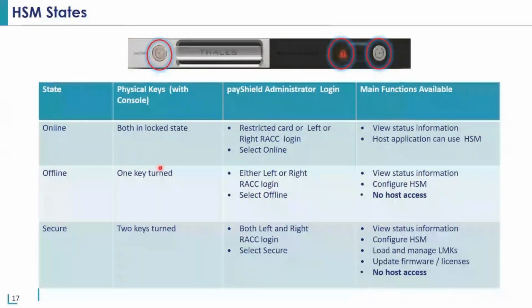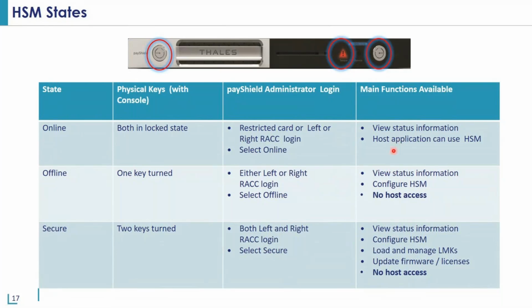This is with the help of physical keys, but your remote smart cards, the left and right administrator cards, can also help you achieve these states. I'll show you from the PayShield Manager interface how exactly you can go to online, offline, and secure. But remember, if you have to go to the secure state using PayShield Manager, you require both the left and right smart cards. They both have to log in with their corresponding PIN to achieve the secure state.